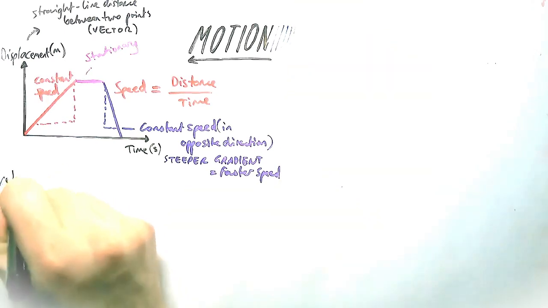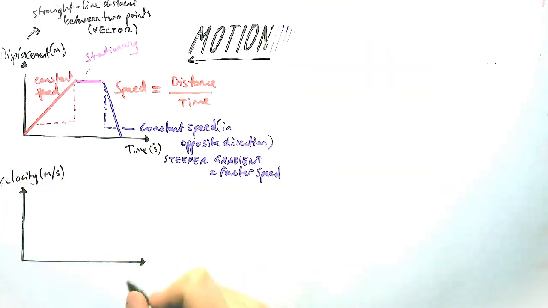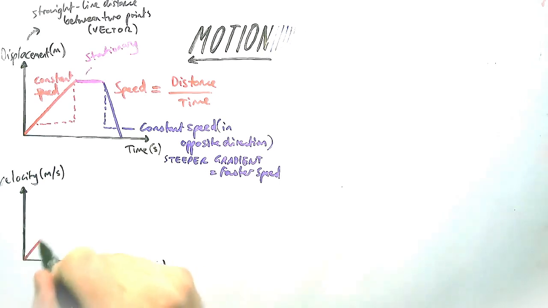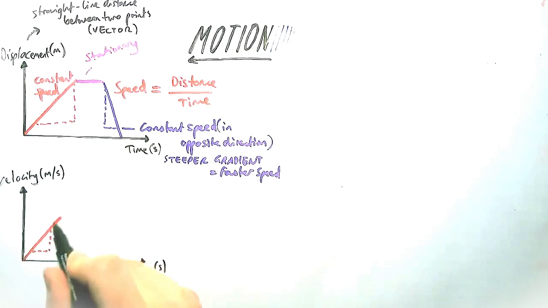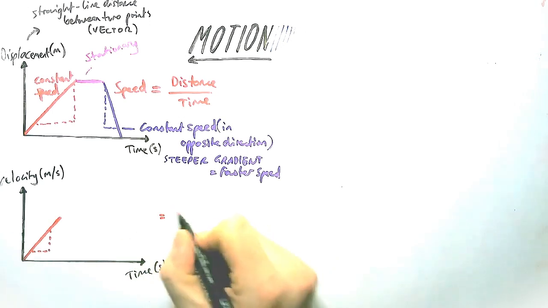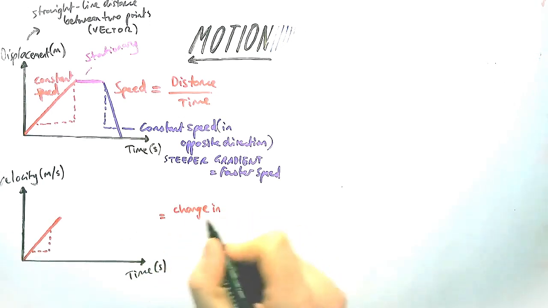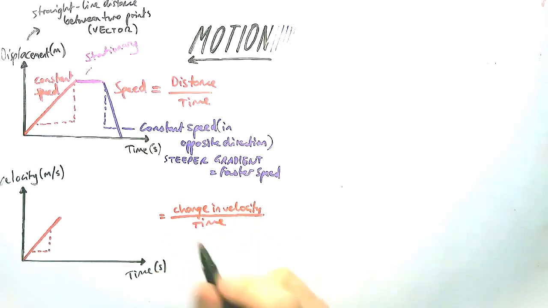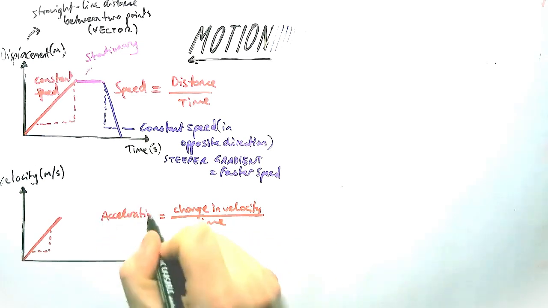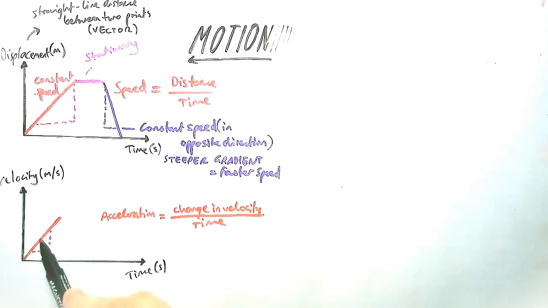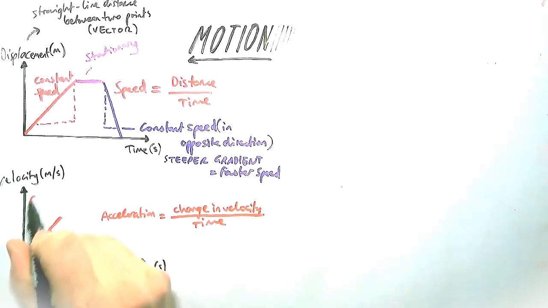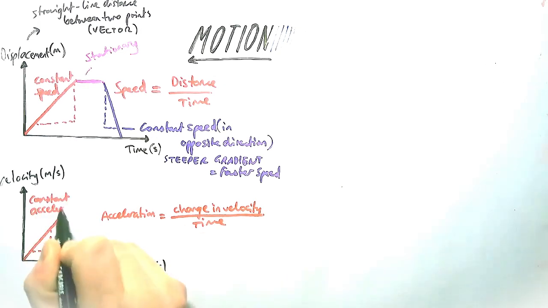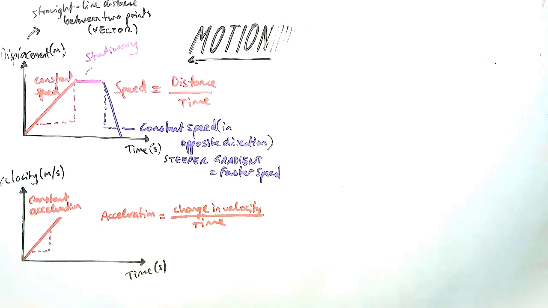Let's have a look at a velocity time graph. So it's another way of representing motion. This time our y-axis is velocity. You've got to be able to spot that in an exam because it describes a different journey. So this time, if the velocity is increasing gradually, it's not a constant speed. The change in velocity divided by the time is equal to the acceleration. So acceleration meaning the car is speeding up if the velocity is increasing. So we say this is a constant acceleration or linear acceleration.